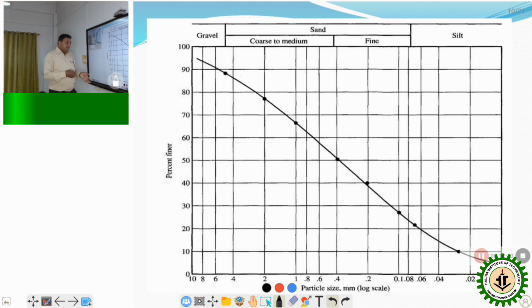But if we plot it in ascending order, it will start from 0.01 to 10 mm. Then the shape of the curve will be like an S. So this curve is called the grain size distribution curve, or GSD curve, and it looks like an S. That's why it is also called the S curve.